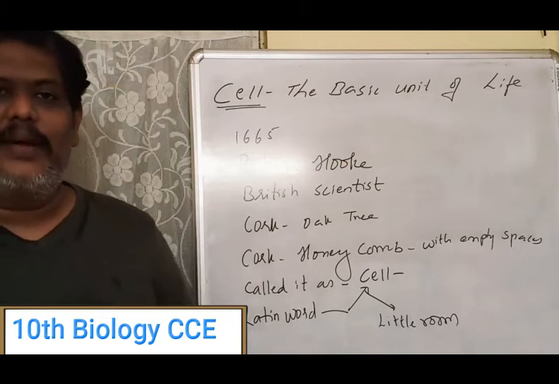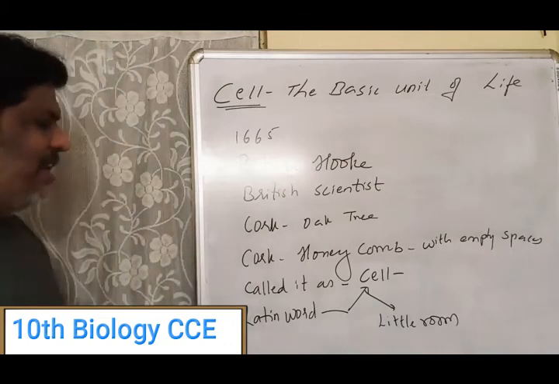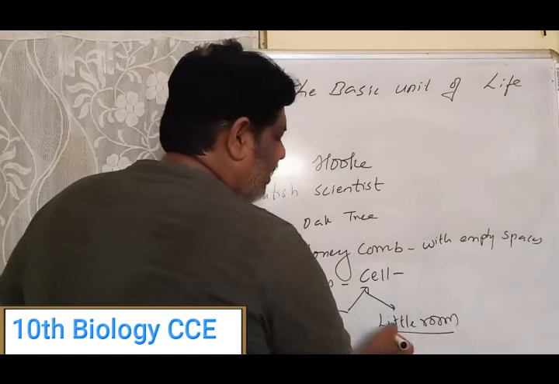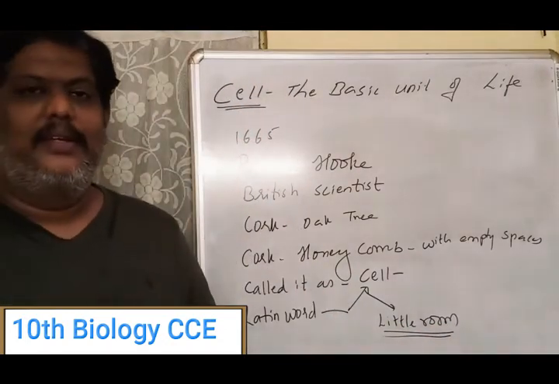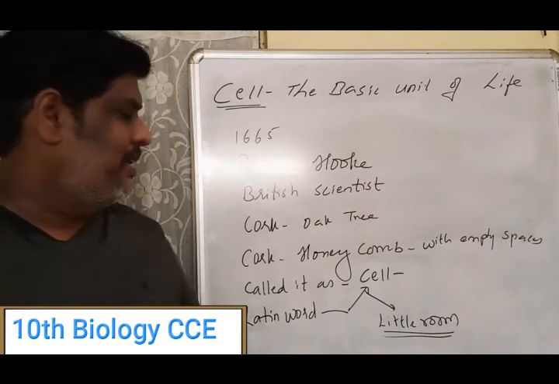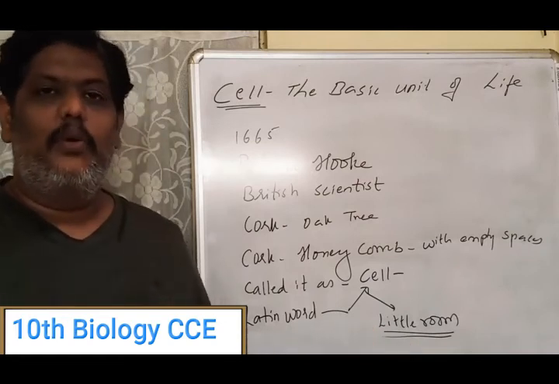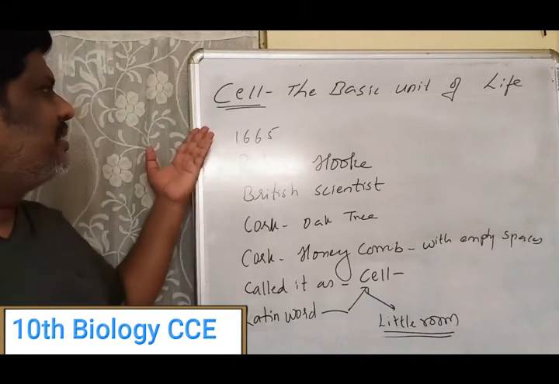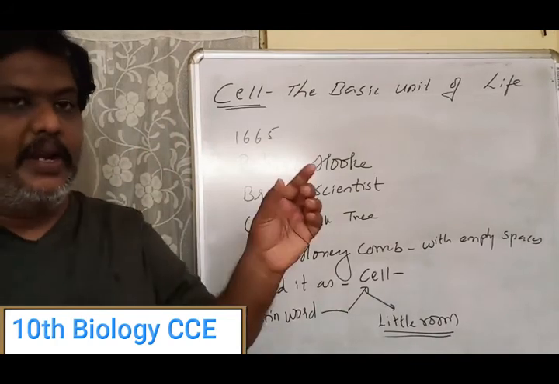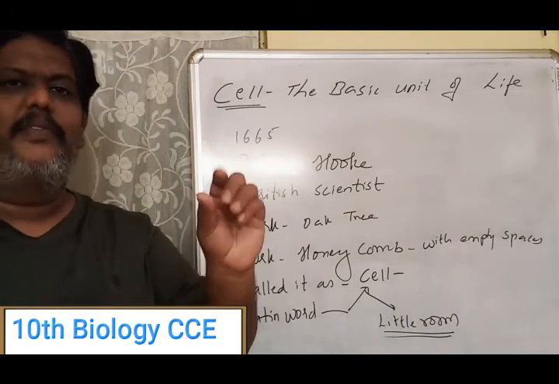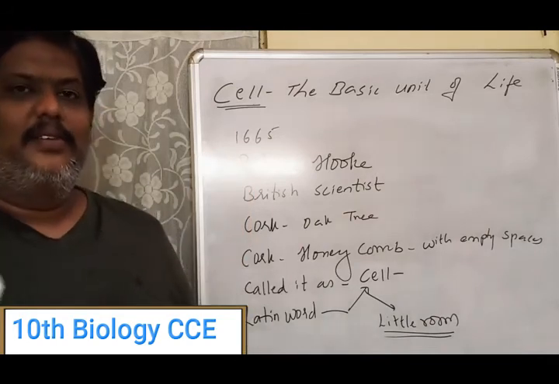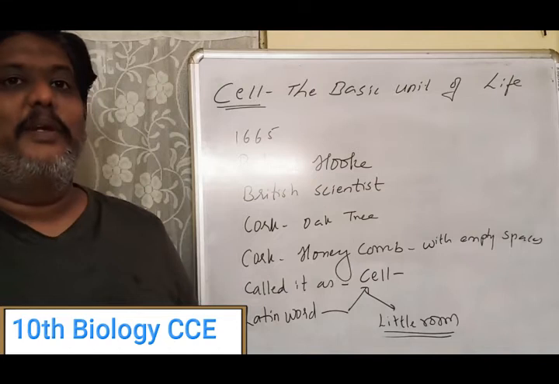What did he call them? Cell. Cell is a Latin word which actually means little room. What is the meaning of cell? Little room. So that is how the foundation was laid for the discovery of the cell. If a honeycomb has cells, that means that small piece of cork has cells. So the cork is made up of cells.